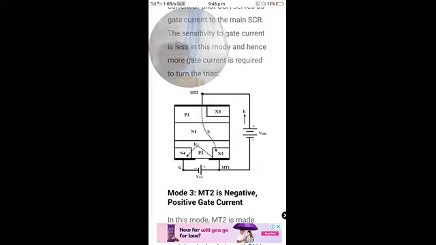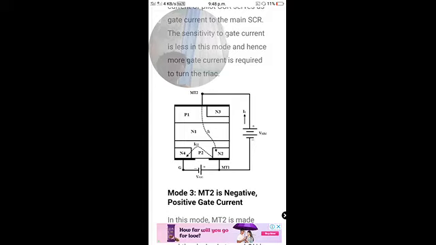With the application of this negative gate voltage, the gate is connected to the N4 layer, so the electrons present in the N4 layer are injected into the P2 layer. Because of these injected electrons from the N4 layer into P2, the gate current will now flow from P2 to N4.